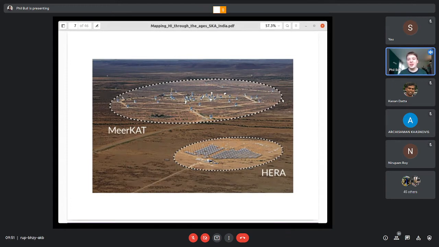HERA is actually considerably more constructed than it looks in this picture now. That picture was taken a couple of years ago, and we're quite close to having 350 dishes, whereas MeerKAT has been operating for a few years already with its full set of 64 dishes. I think it's nice to see an aerial photo and you can see them together.